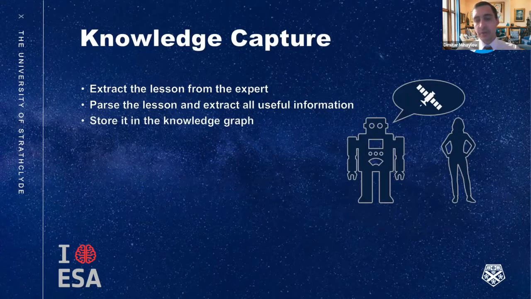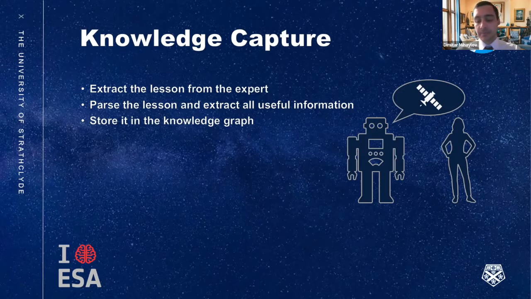So from our main objective, we have two sub-objectives. One of them is knowledge capture, and the other one is knowledge retrieval. For the knowledge capture, we have three subtasks when we try and extract a lesson from the expert. Firstly, we extract the lesson from the expert. Once we've successfully extracted it, we parse it and extract all useful information, such as entities. So we run a few named entity recognition models in an ensemble approach together.